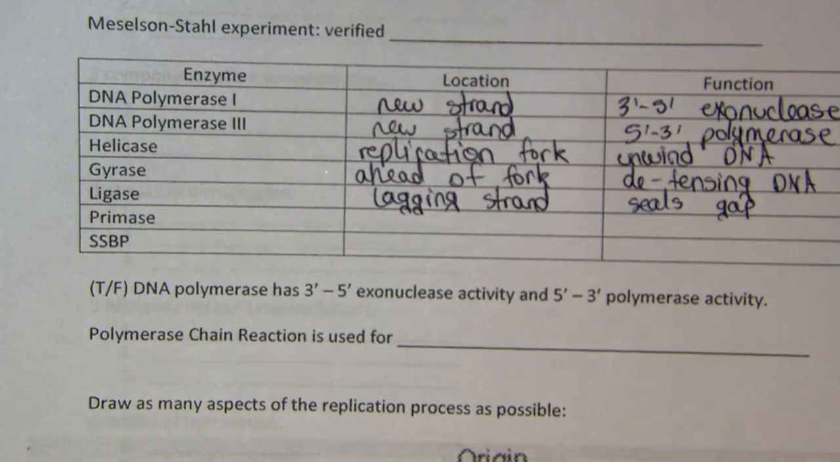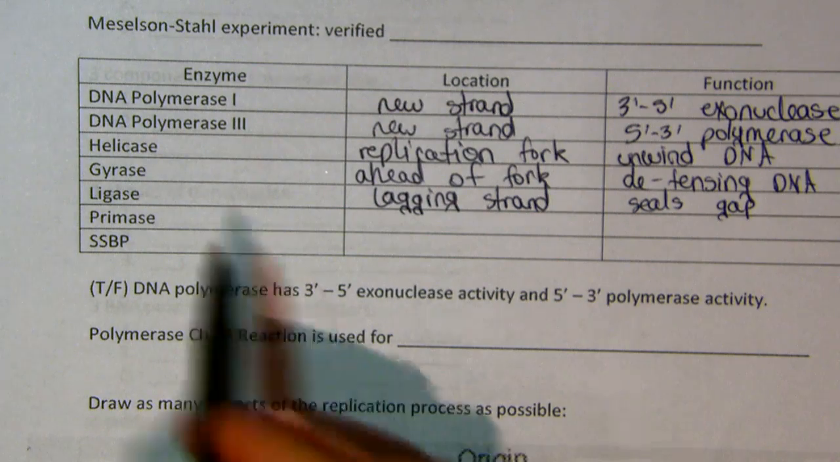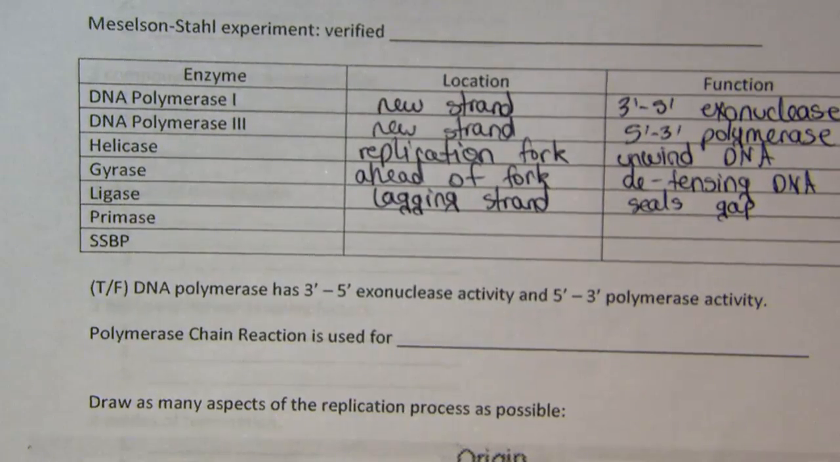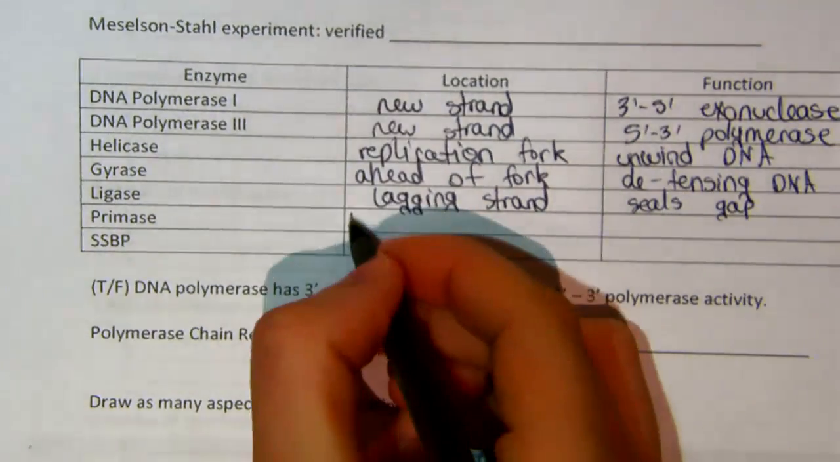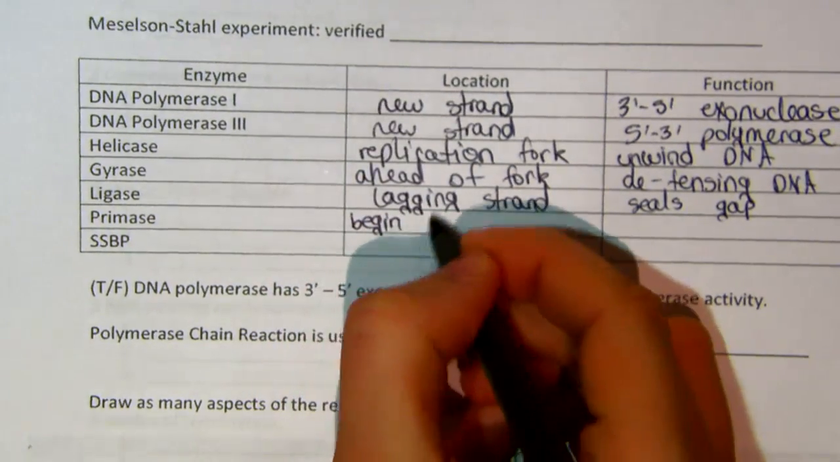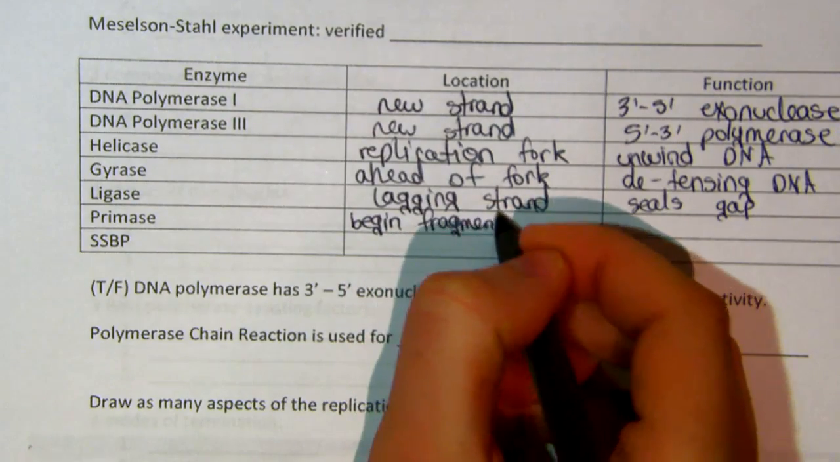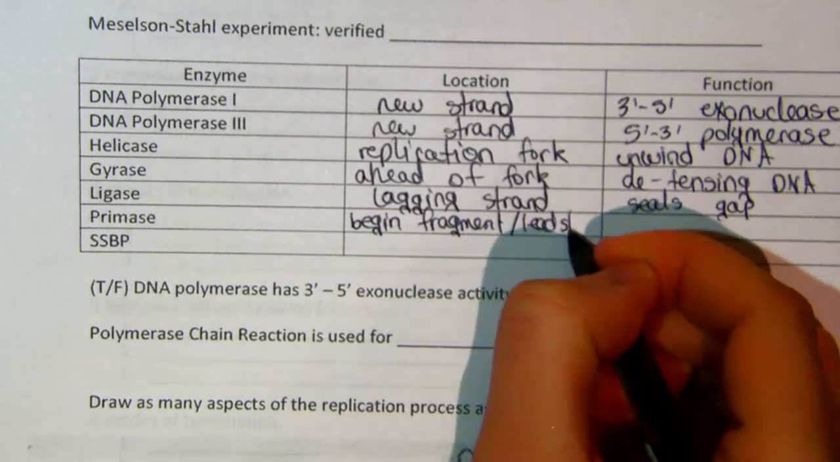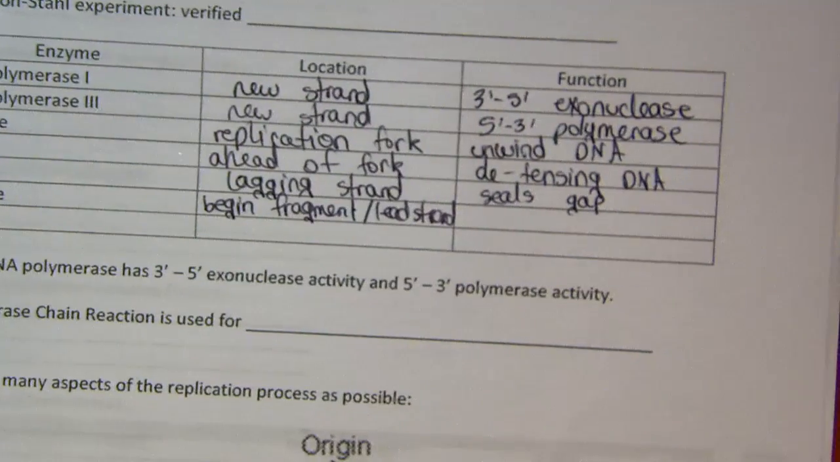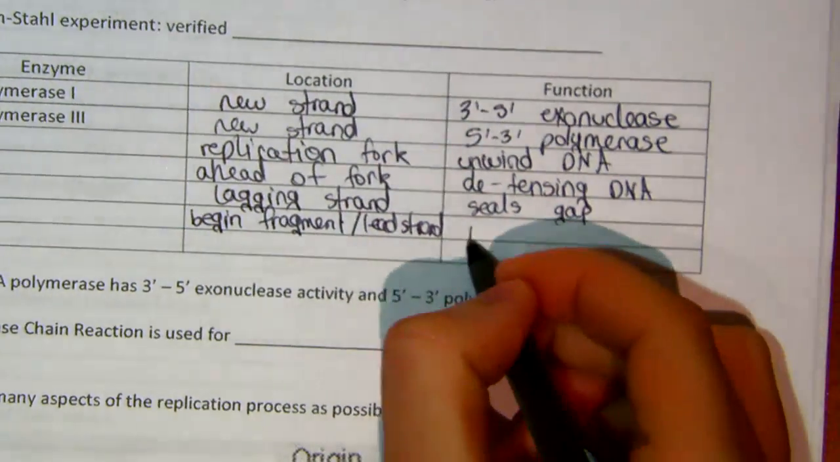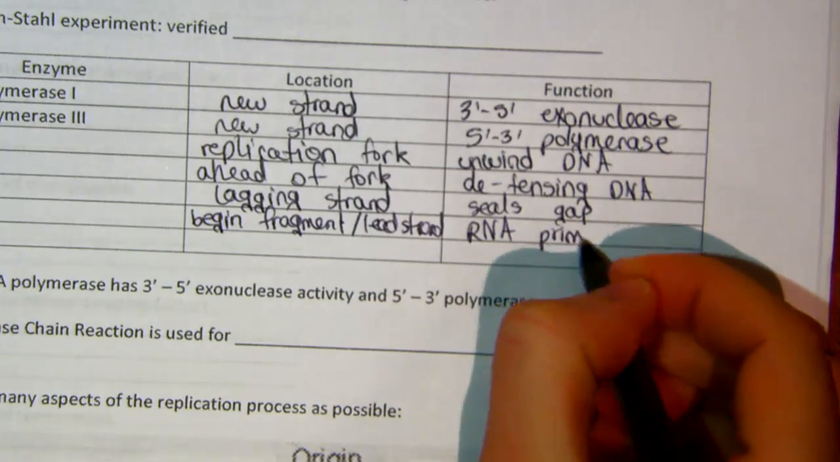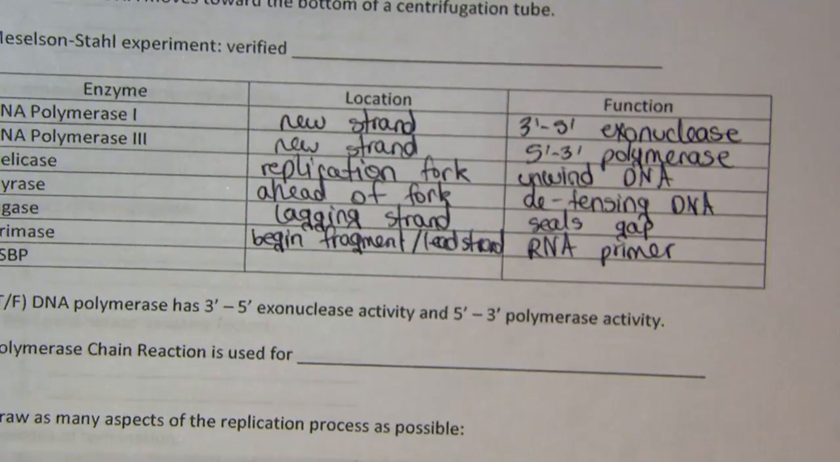And primase. Where does primase work? Is it on both leading and lagging strands? Good. It produces primers for every piece, every Okazaki fragment, but it also starts the entire process of the leading strand. So there is one primer on the leading strand, so it is on both the leading and lagging strand. So you can say it's at the beginning of each fragment, as well as the leading strand, initially. And what does it do? Good, it puts down an RNA primer, because DNA polymerase III needs a primer to do anything.